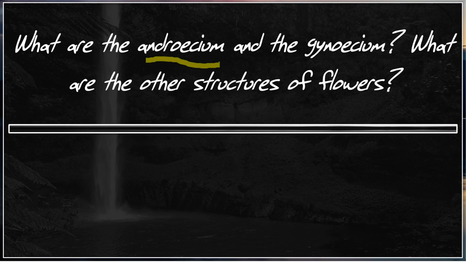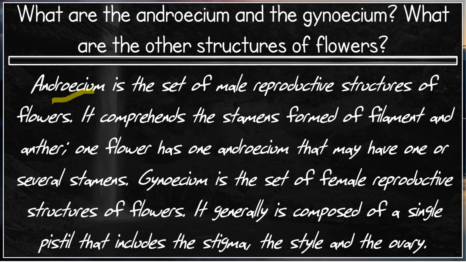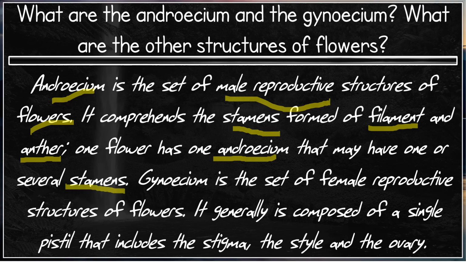What are the androecium and the gynoecium? What are the other structures of flowers? The androecium is a set of male reproductive structures of flowers. It comprises the stamens formed of filament and anther. One flower has one androecium that may have one or several stamens.